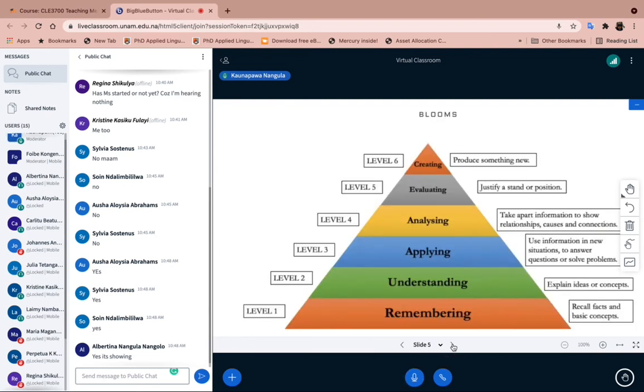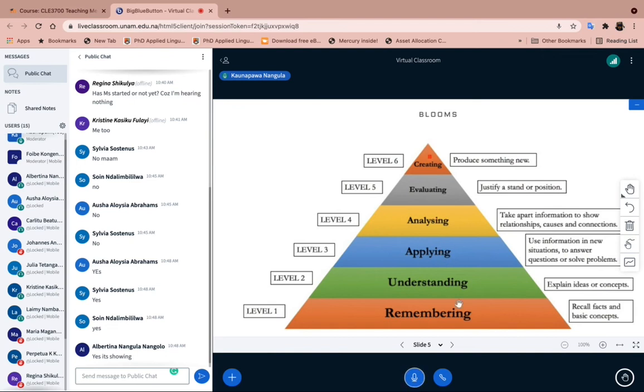We have spoken about this in the last class regarding the levels. We have got 6 levels. I hope you remember that. And then we've got remember, which is at the bottom. And what does it require? Recall facts and basic concepts. But I think the explanations, we'll look at them in a little bit. And then we've got understand, apply, analyze, evaluate, and create.